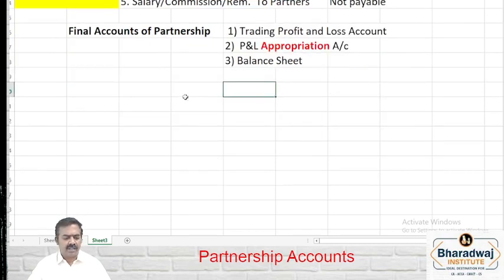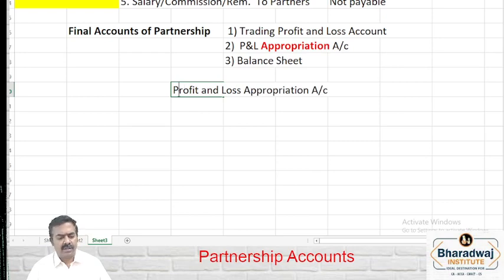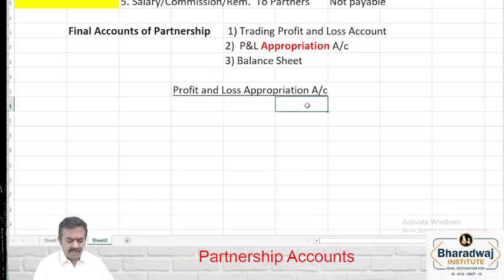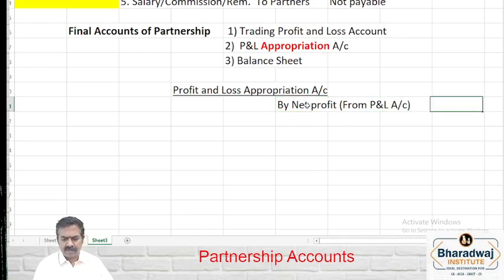Start: preparation of profit and loss appropriation account. Take it up along with me. We'll bring the net profit. Net profit from which account? Profit and loss account, we'll take it here. All partner related items will come. Only partner related items will come in which account? P&L appropriation account.